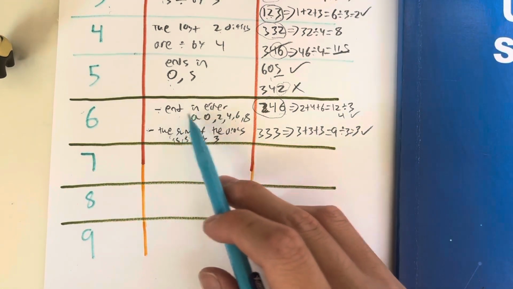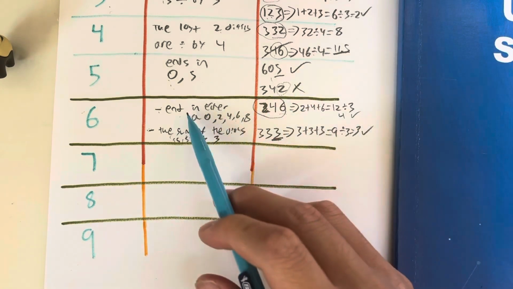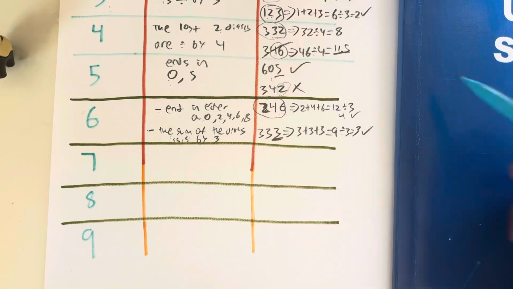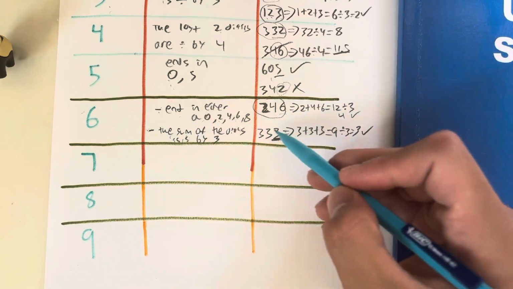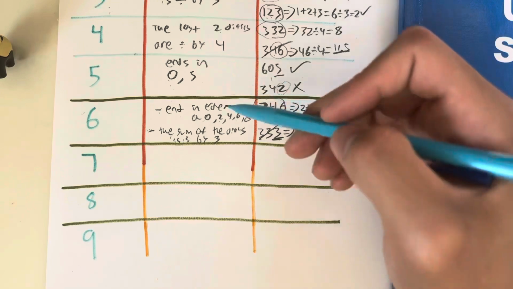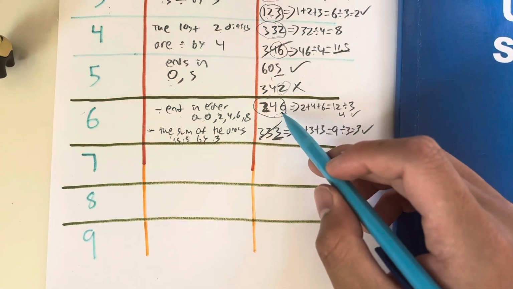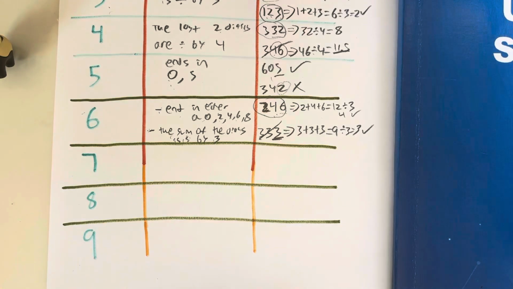But does it check off that it's an even number? Our last digit is a 3, which is not a 0, 2, 4, 6, or 8. So it means that it doesn't check this box, meaning that this number, 333, is not divisible by 6. So it has to be true for both of these, or else it doesn't work. So that's why 246 works and 333 does not.